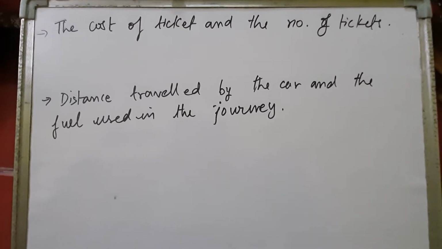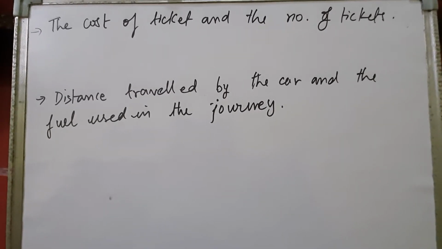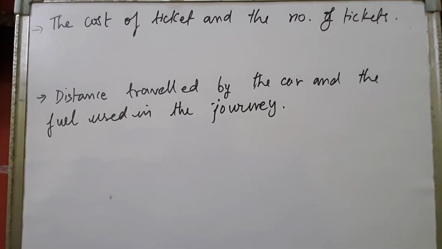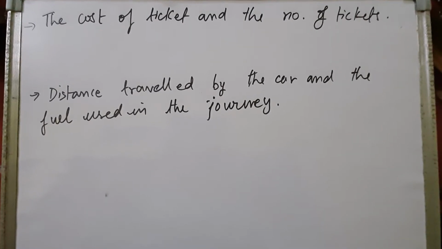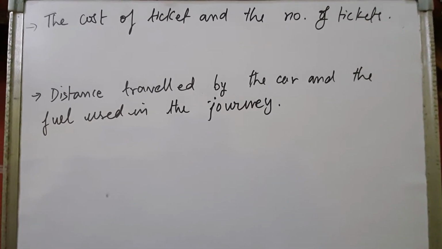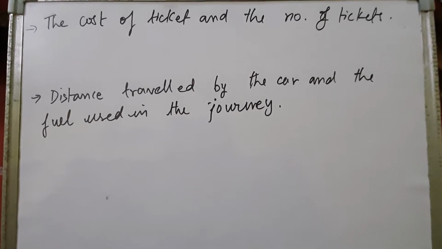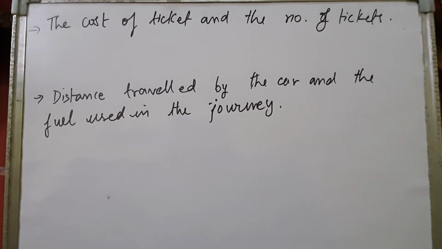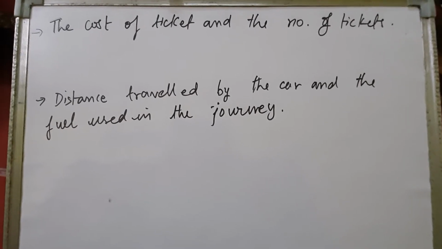Let's read these statements, children, and comment whether they are in direct proportion or not. The statement is given as the cost of the ticket and the number of tickets. Let's understand this with an example. Suppose you have 100 rupees and the cost of one ticket is 10. How many tickets can you buy from 100 rupees? 10 tickets, right? Suppose the cost of the ticket has been increased to 20 rupees. Now how many tickets can you buy in 100 rupees? Of course less, 5 tickets.